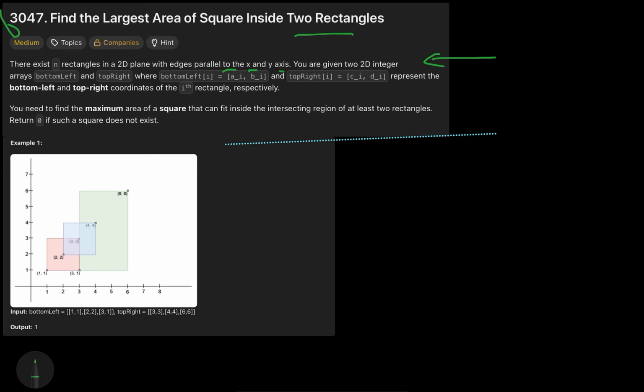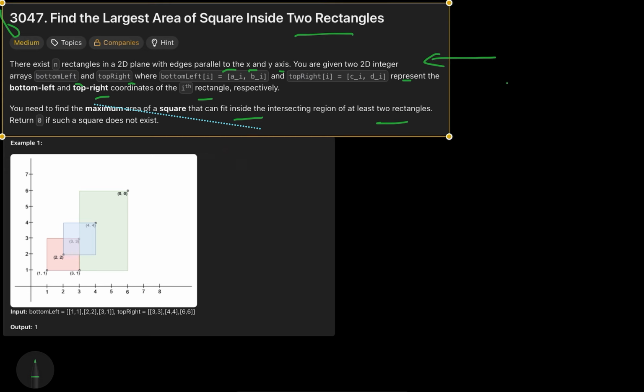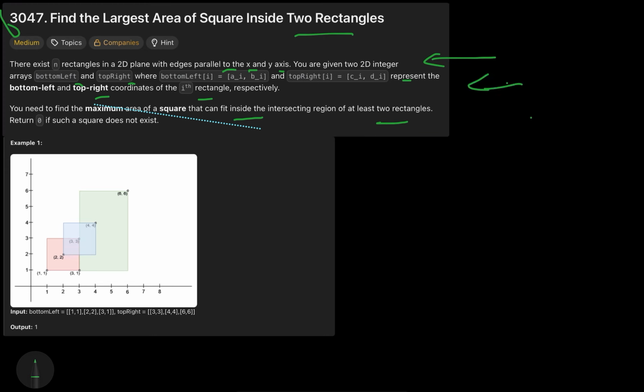y axis, and we are given a 2D integer array bottom left and top right, where bottom left represents the coordinates of the bottom left of the ith rectangle and top right represents the top right corner of the ith rectangle. And we need to find the maximum area of a square that can fit inside the intersecting region of at least two rectangles. And we have to return 0 if no such square exists.